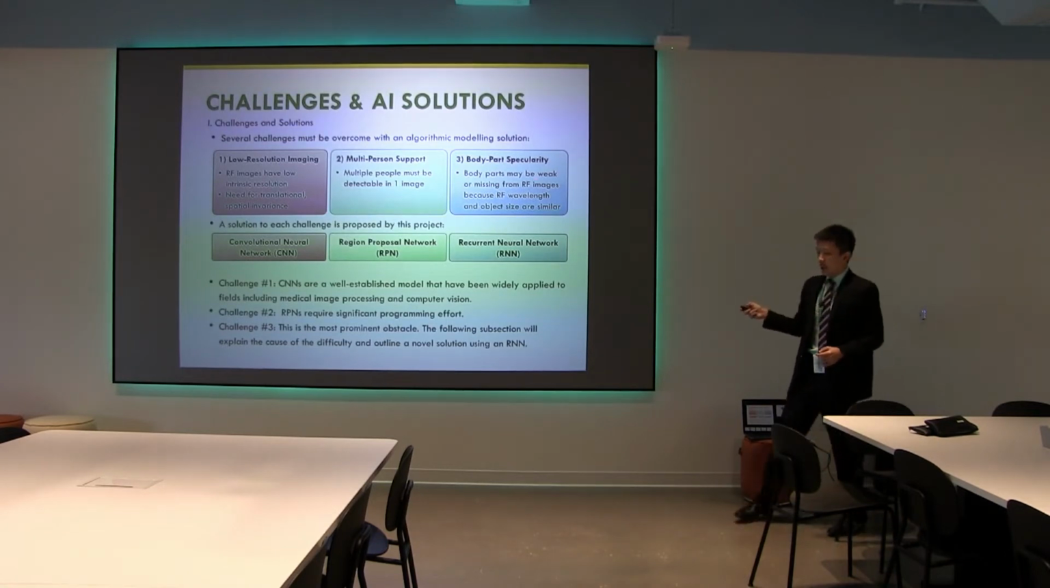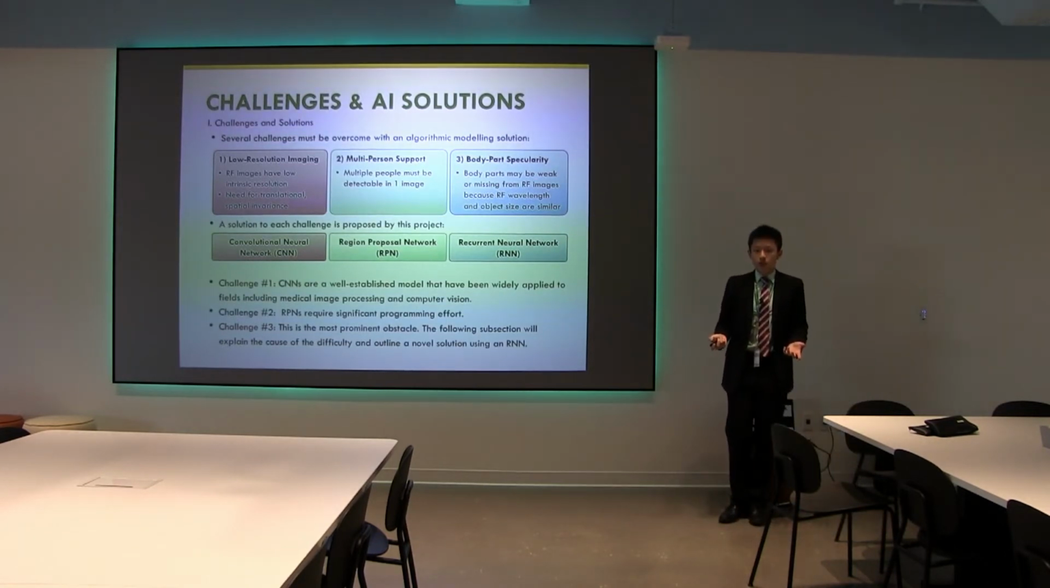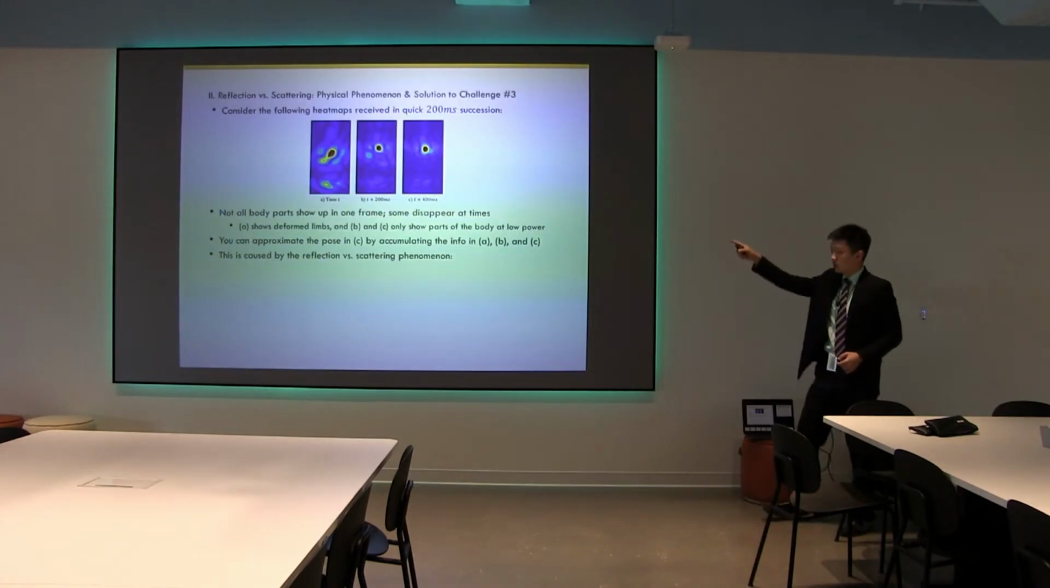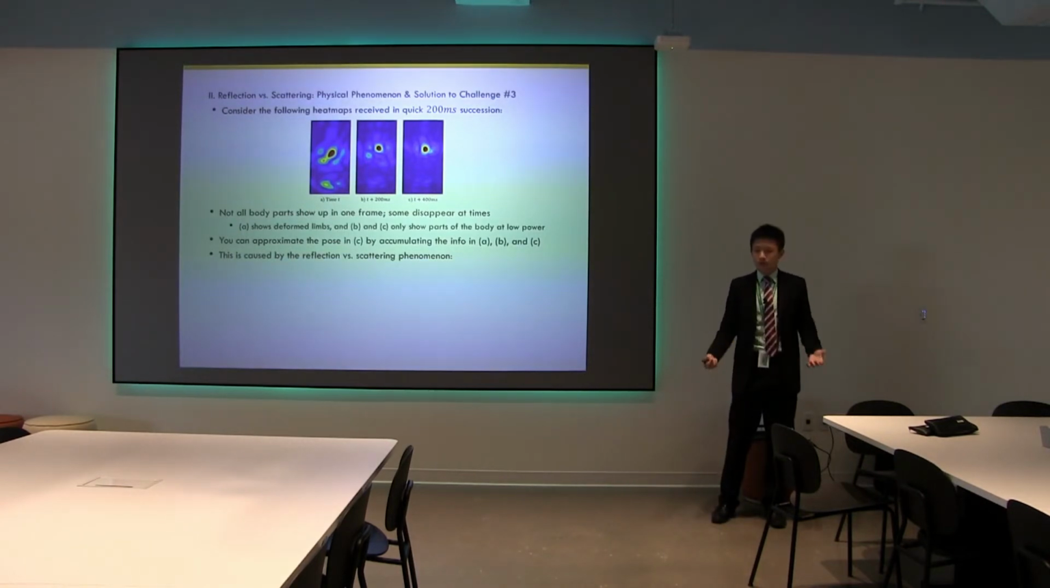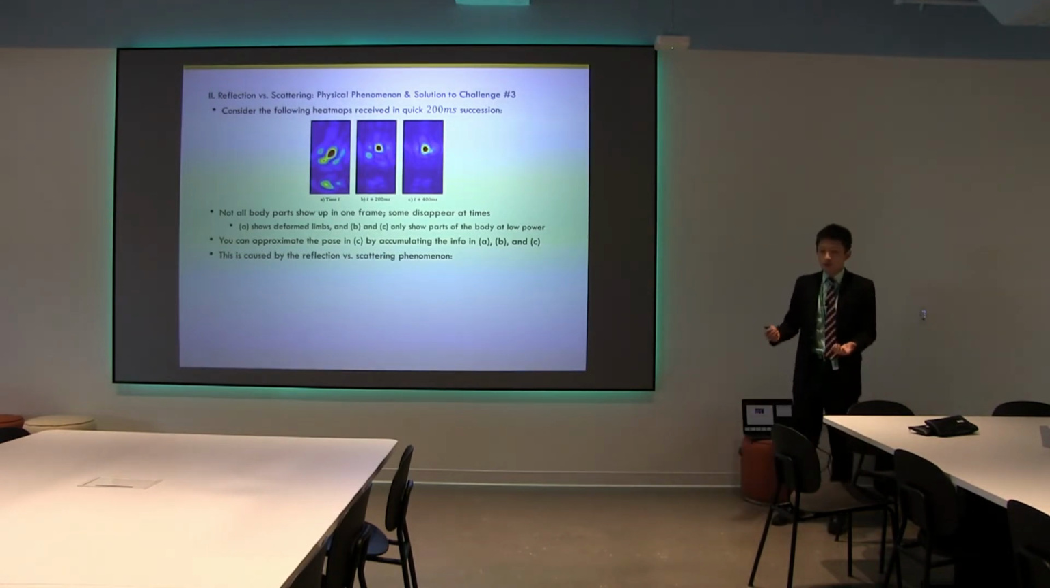Let's think about it. We have body part specularity. And so what we've noticed is that at times you don't see the person. Now we can exploit motion and we can exploit time. Because with the passage of time, it doesn't matter how little you move, but you move. And when you move, different body parts can reflect signals back to the receiver.